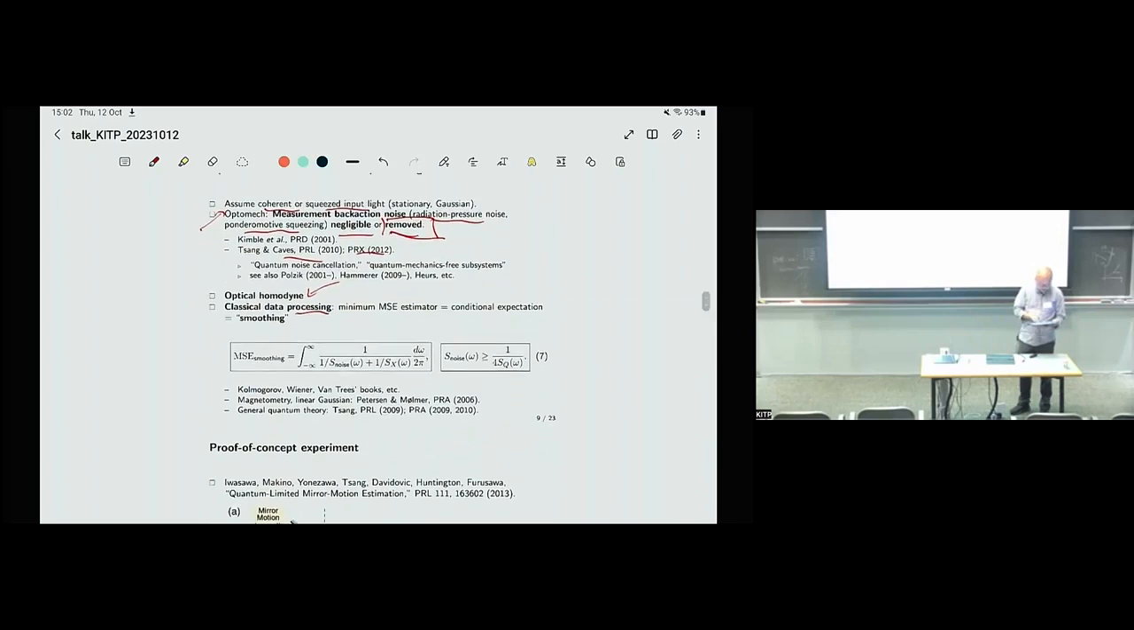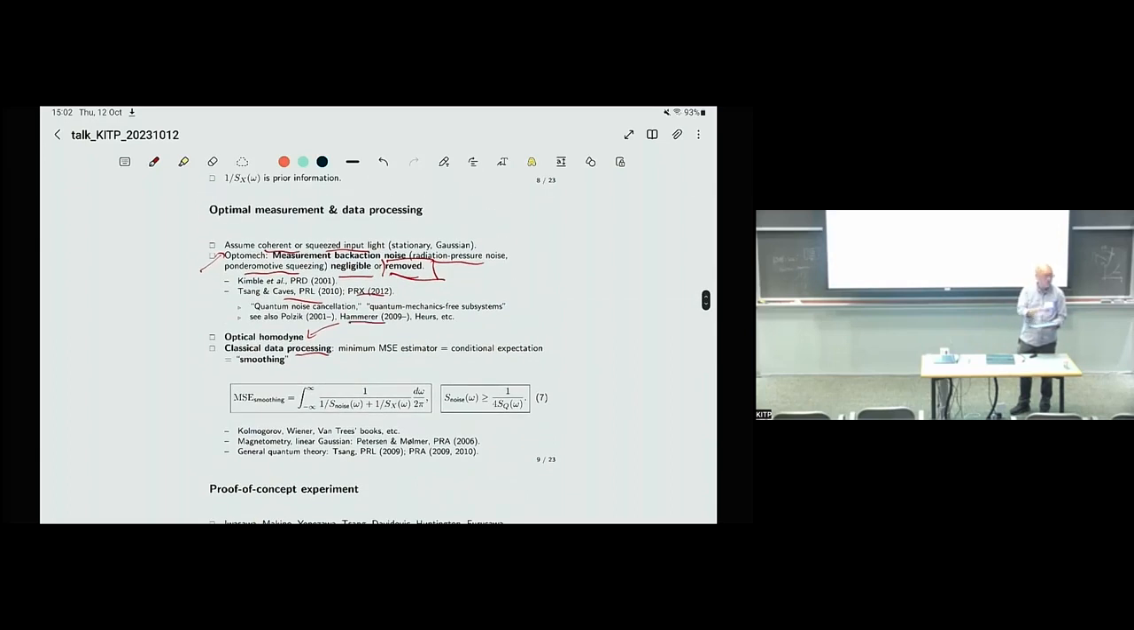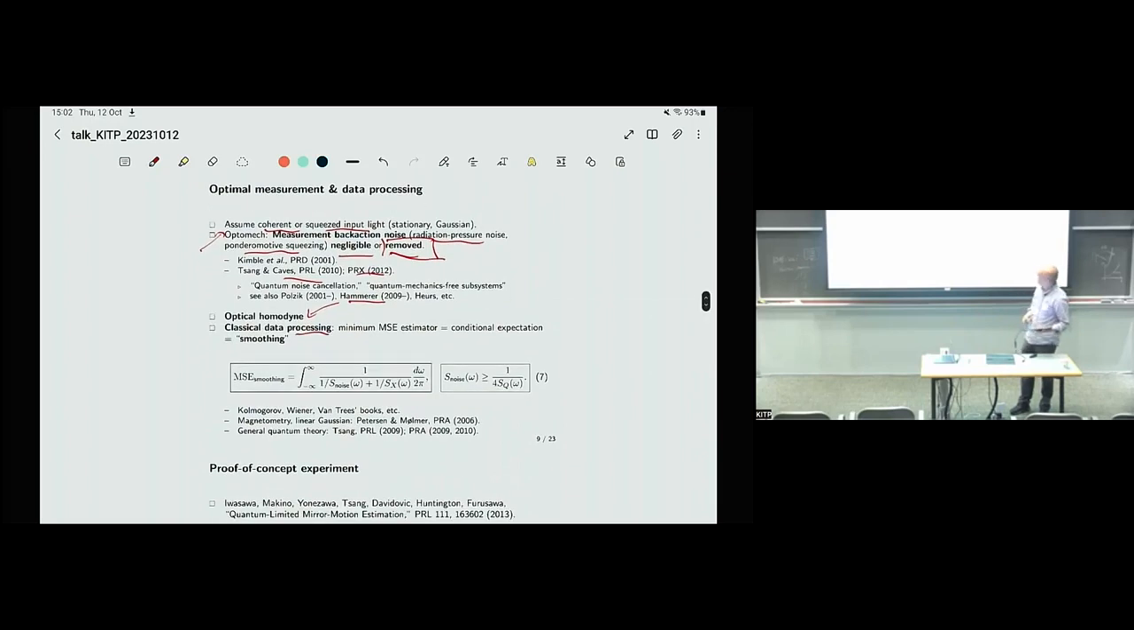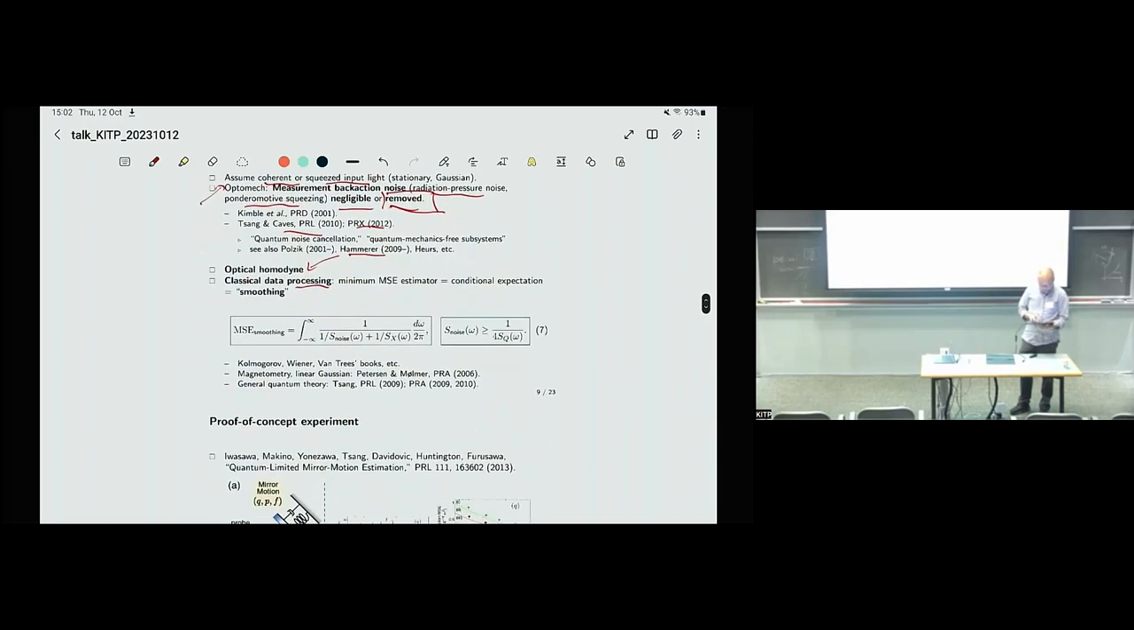Clemens is here. I want to mention that Clemens has done work on back action evasion and all that even before us. So I do get a few extra minutes.